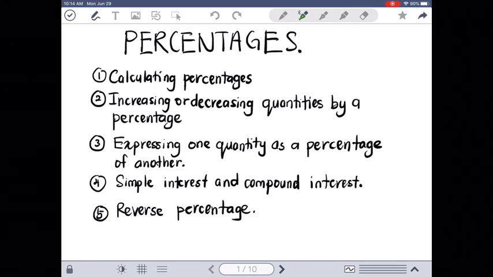The first one is calculating percentages. Second one is increasing or decreasing quantities by a percentage. Third one, expressing one quantity as a percentage of another. And fourth one is simple interest and compound interest. And the last one is reverse percentage.